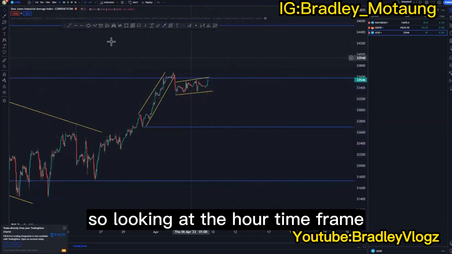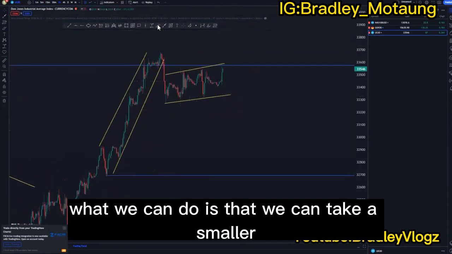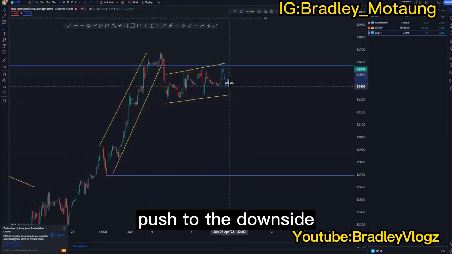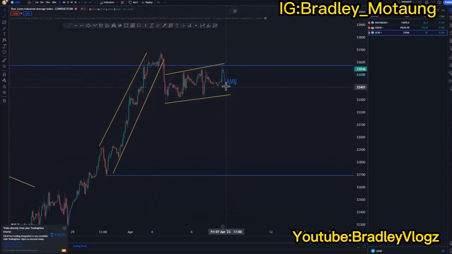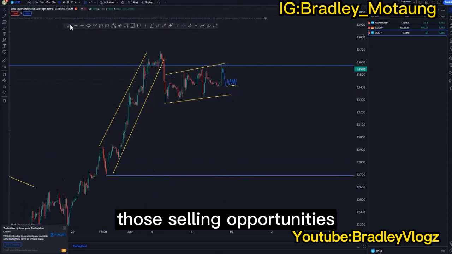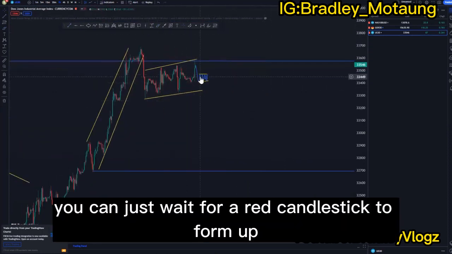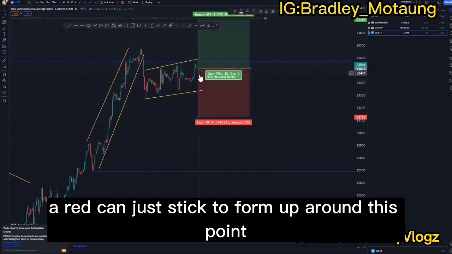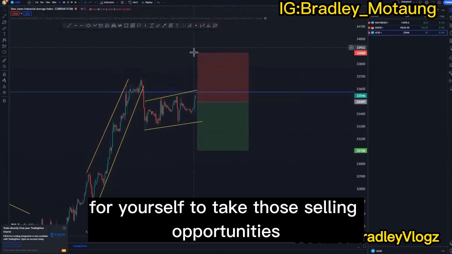So looking at the hour time frame, what we can do is take a smaller or a confirmed entry whereby we get a clear push to the downside, then we get the first tight flag. Then this would give us an opportunity to take those selling opportunities. But initially, if you are into risk entries, you can just wait for a red candlestick to form up around this point. This can be a nice override that you can use for yourself to take those selling opportunities.